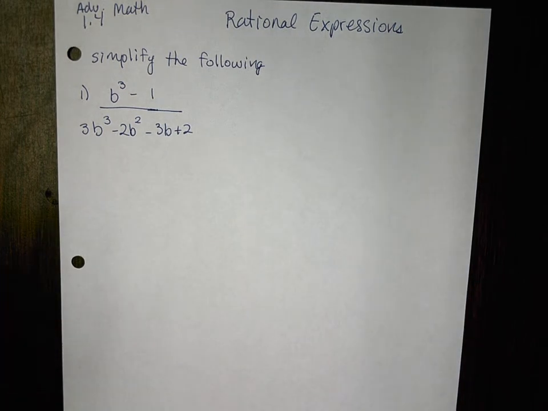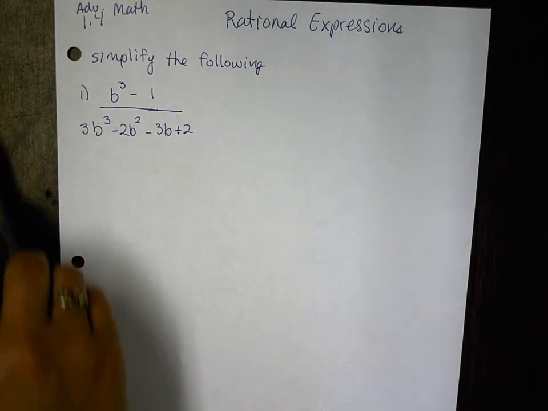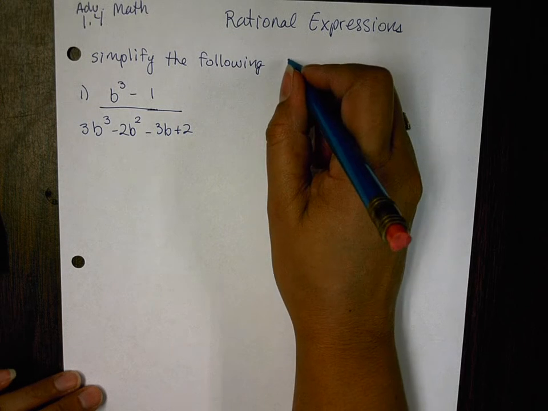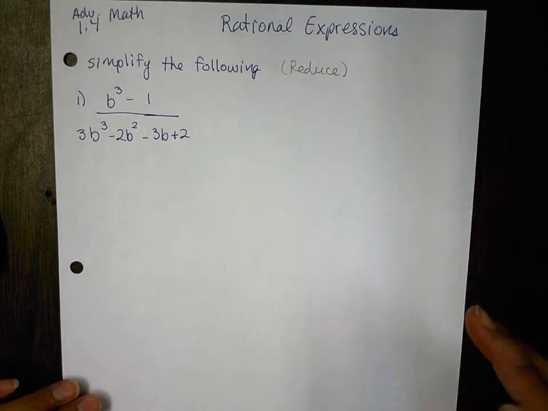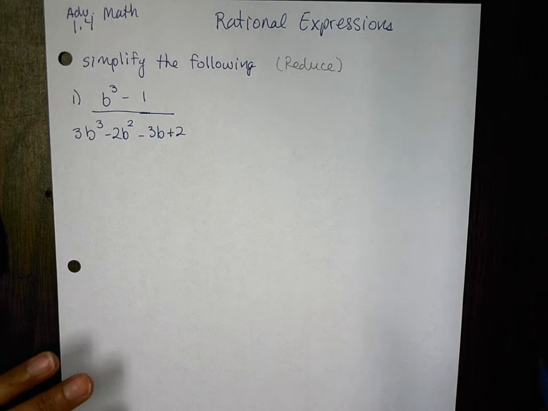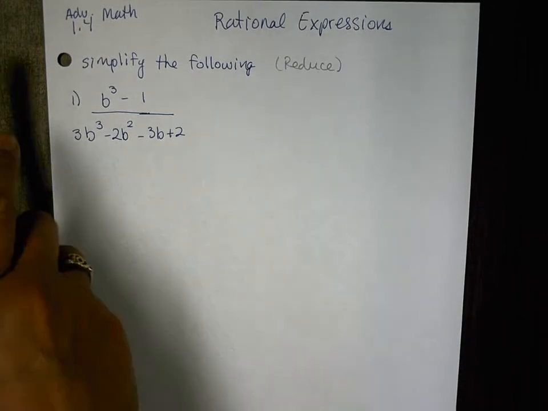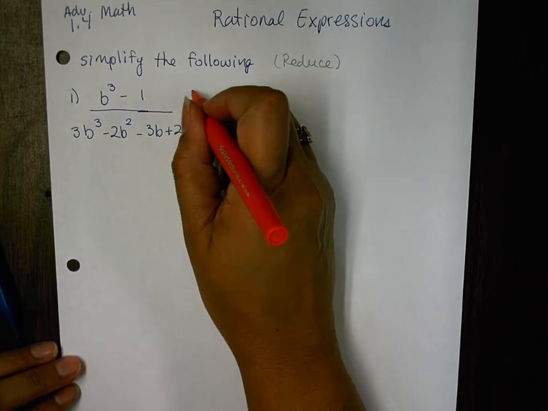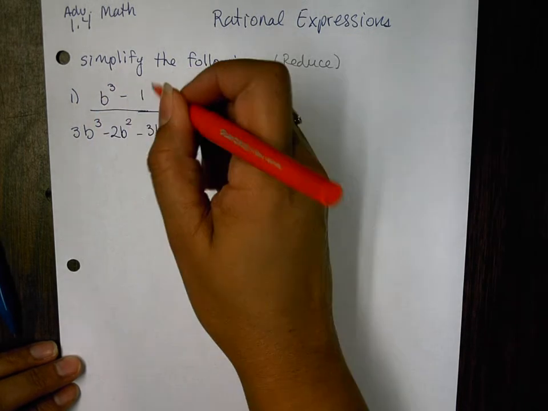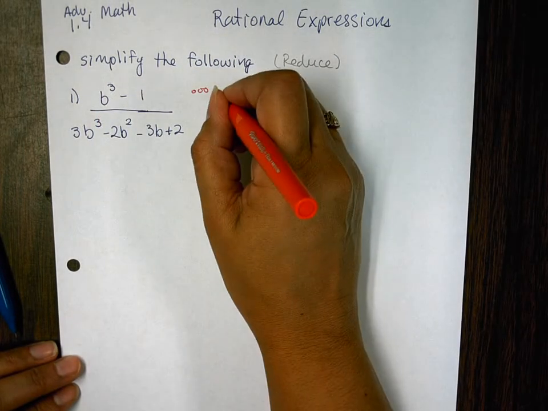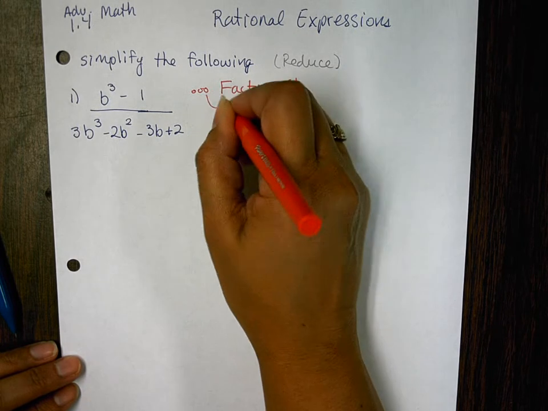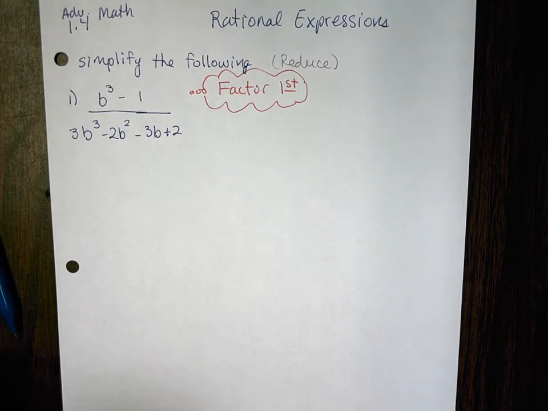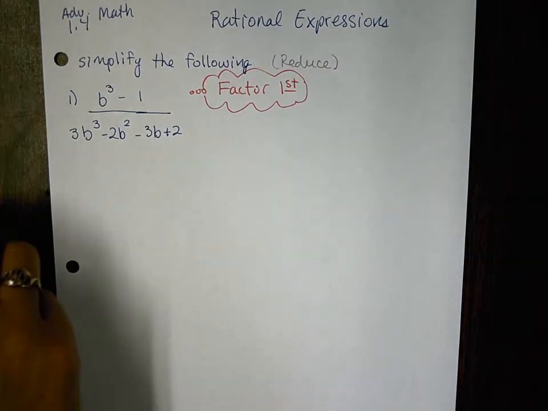Now remember, when you're simplifying fractions like this, in other words, they're asking you to reduce. They didn't use the word reduce, but that's what we're going to do. In order to reduce, we have to factor first. So please, please, please remember that. You cannot just go willy-nilly start crossing out b's and numbers. We have to factor first. Have to.